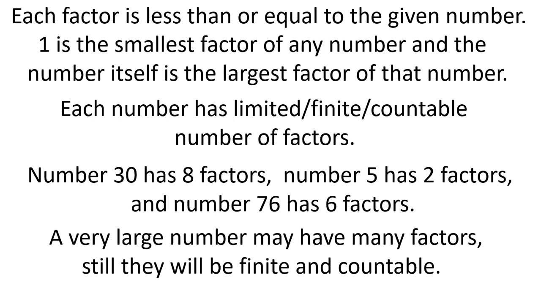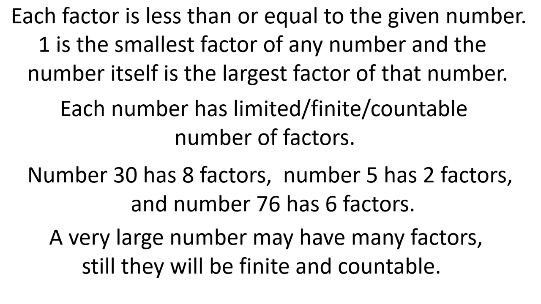Each factor is less than or equal to the given number. This we have already seen. In 56, the list started from 1 and went up to 56. In case of 189 also, the list started from 1 and went up to 189. So each factor is less than or equal to the given number. And in the list of factors, 1 is the smallest factor of any number and the number itself is the largest factor of that number.